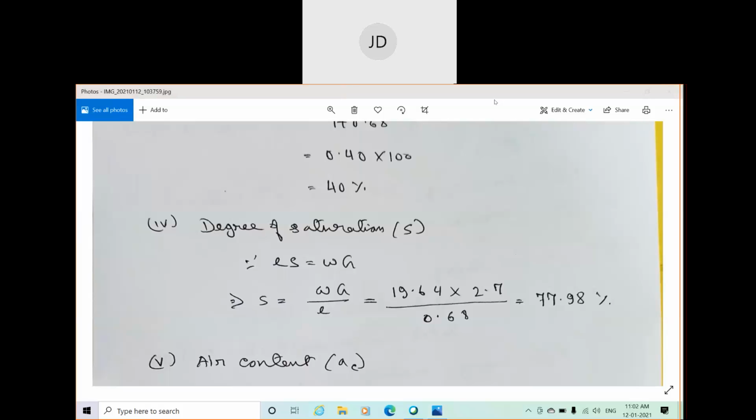Degree of saturation is defined as weight of water by weight of volume. Sorry, volume of water by volume of voids, isn't it? It is your degree of saturation. Degree of saturation represents how much water is present in voids. In the same way, what is air content? Air content represents how much air is present in voids. Simple.